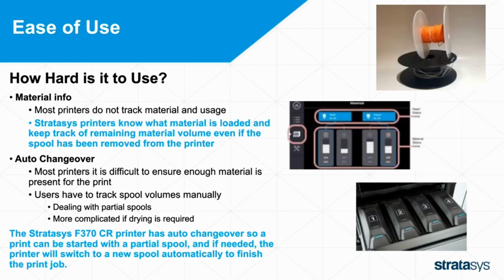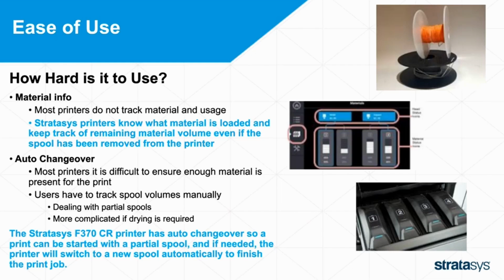and there's the bays on the lower right, and you have 2 for model material and 2 for support. And so what happens is you can have a partial spool and you can print with that partial spool, and when that spool is used up, it will automatically switch or change over to a full spool in the next bay. And so you don't have to track the volume of material. You don't have to worry that that might stop printing. If you're printing over a weekend, you can have enough material to print everything that you need.